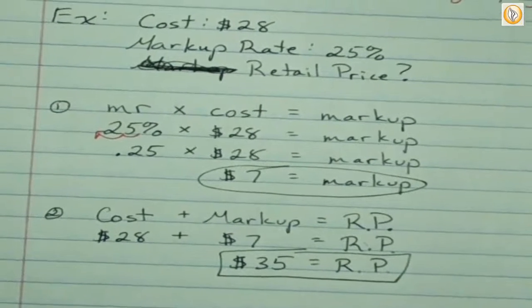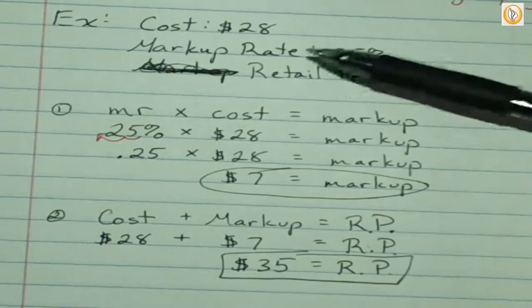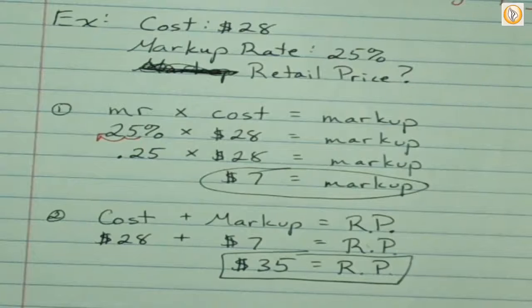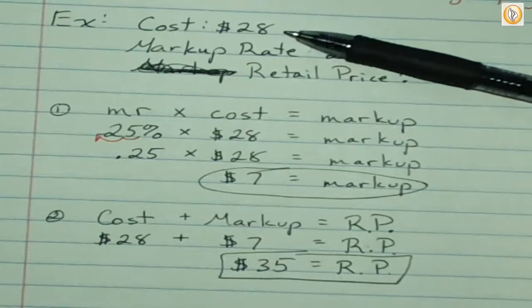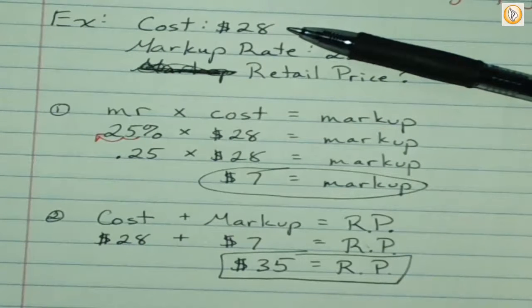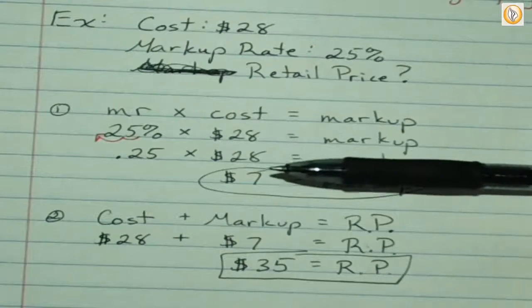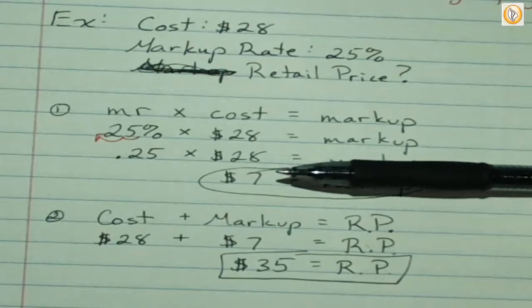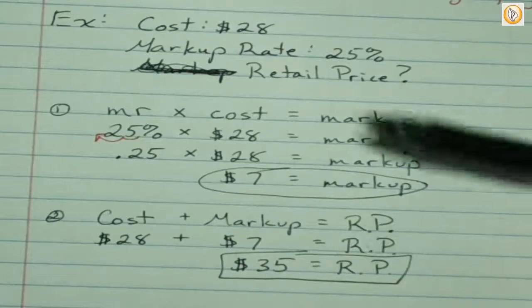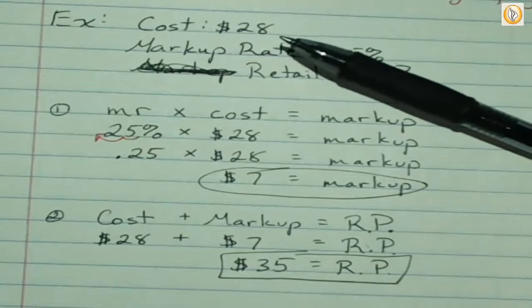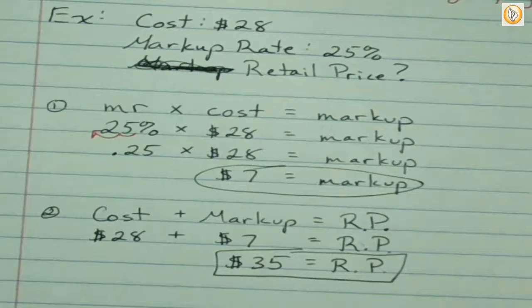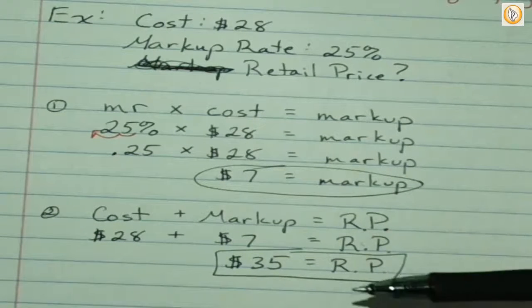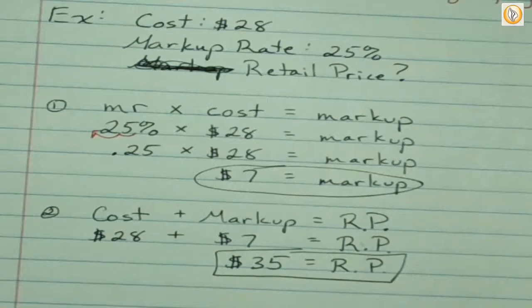So whatever this item was, let's say the store paid $28 to have that item in their store. They marked it up by 7. So that's the store's profit really. You're paying $35 for an item that the store paid $28 for. You see what I'm saying? So $7 would be their profit.